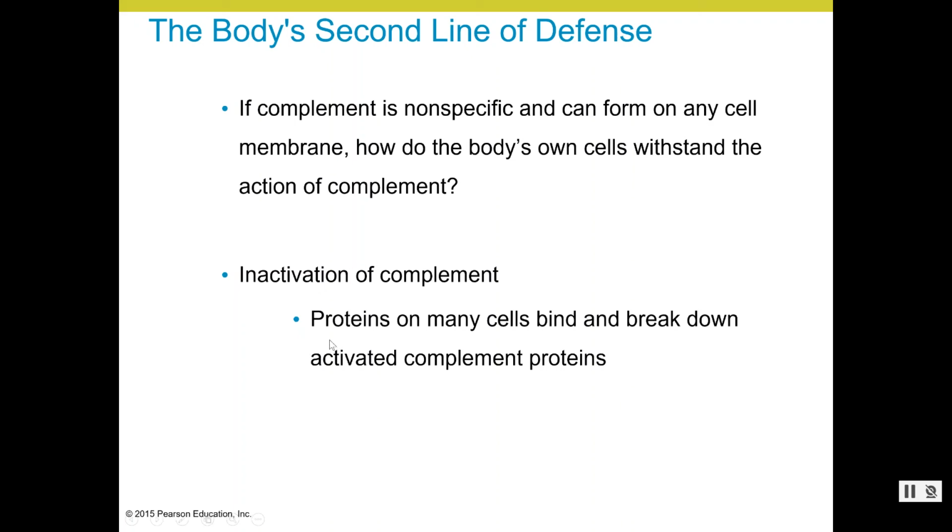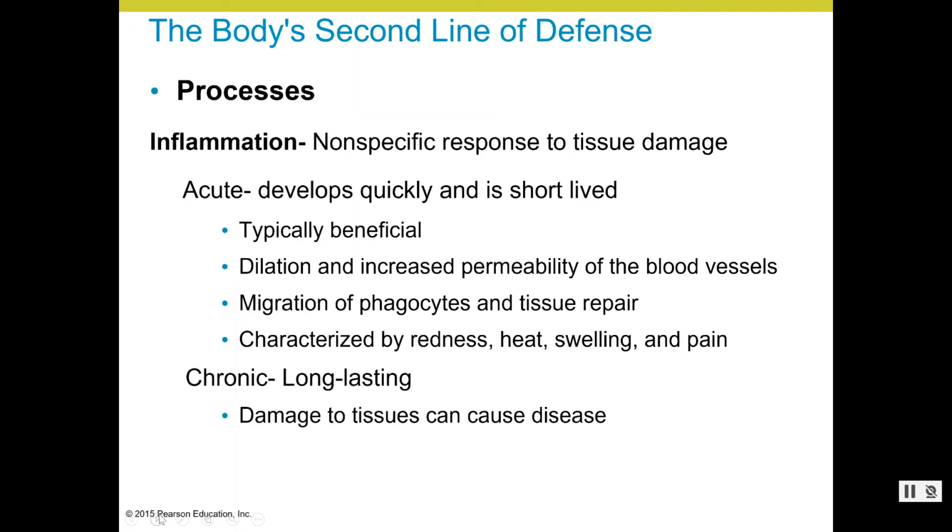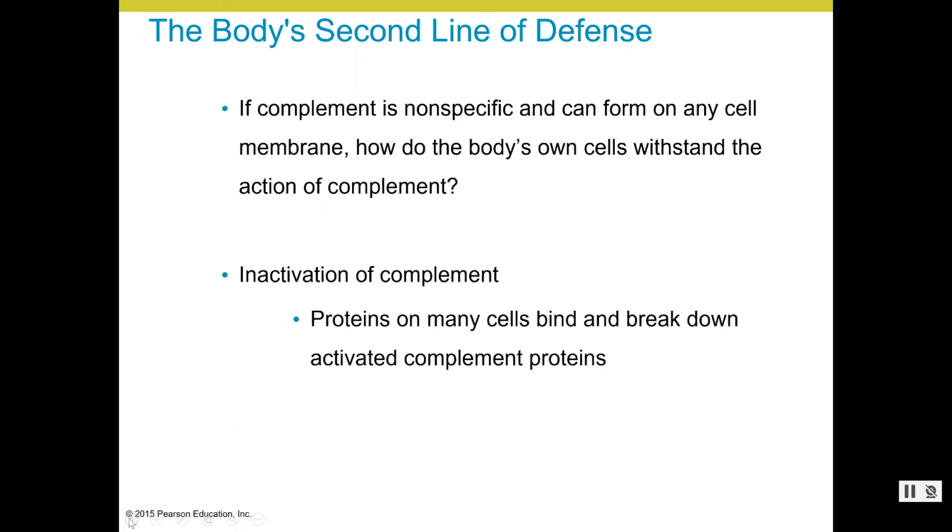What happens is in our own cells, we produce some proteins that can break down activated complement proteins. So we provide proteins that inactivate complement, and that's how we protect ourselves from this non-specific response. Okay, so watch your videos on that. Go back through it if you need to. Again, this is probably one of the more complicated topics in this chapter. Ask me questions. Thanks.